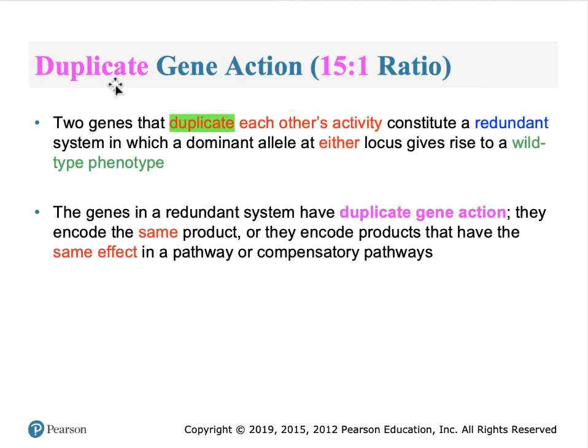With duplicate gene action, the ratio is 15:1. So only one of the boxes doesn't produce something, the others do. And this is because you have two genes that duplicate each other's biochemical processes. So if one is damaged, the other one can take over. So going back to our analogy, we have two rivers flowing from the same reservoir, and they both make their way to the same ocean.